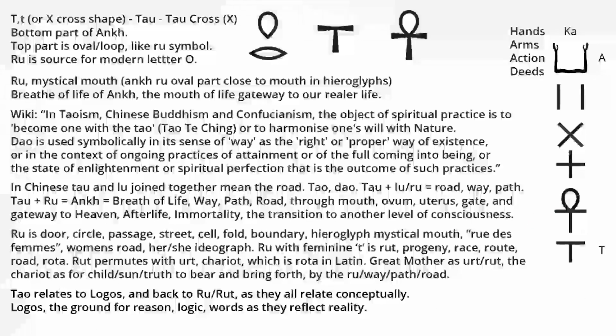Infographic 16 is just some more text explanation. So the T or little t is X or cross shape, the Tau cross as an X on the side. The bottom part of the Ankh, the top part is the oval, the loop, like the Ru symbol. The Ru symbol is the source for the modern letter O. The Ru is the mystical mouth. The Ankh Ru oval part close to the mouth in hieroglyphics, as I mentioned before. In hieroglyphics of gods putting the Ankh to the people's nose so they can breathe in the knowledge of higher consciousness. It's the breath of life of Ankh, the mouth of life, gateway to our real life, the higher life, the truer life.